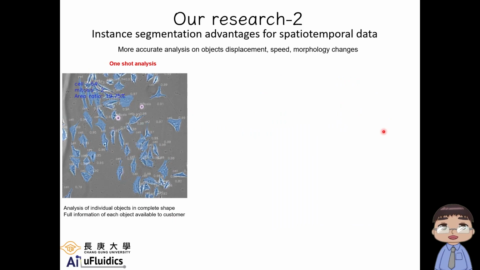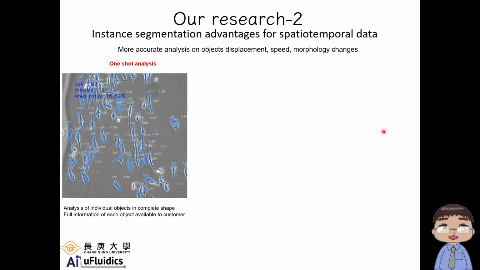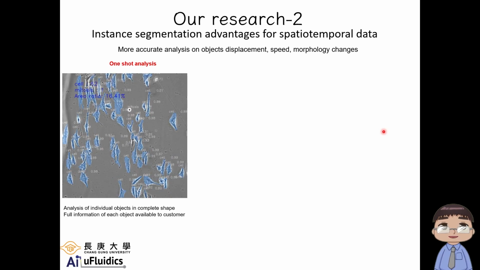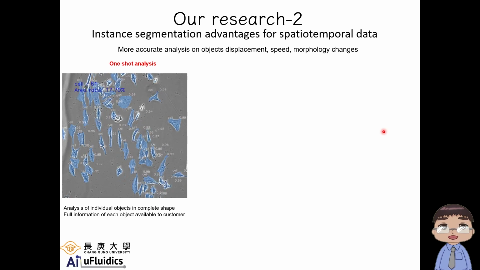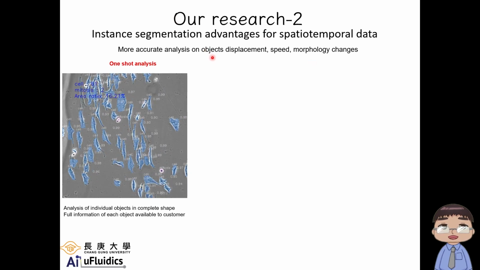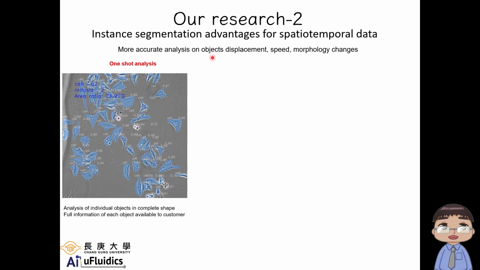One of our key research topics is on adapting deep learning techniques or these artificial neural networks for spatial temporal data analysis on our cell microscopy data. So this will enable more accurate analysis on displacement, speed, as well as morphology changes.